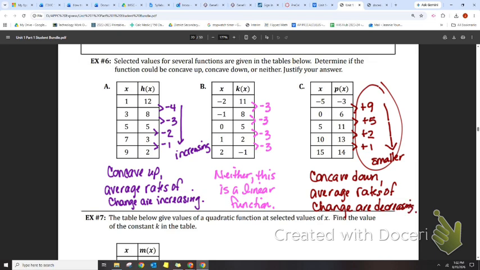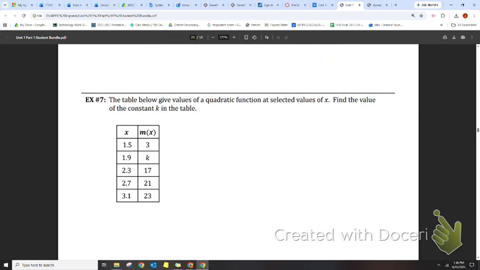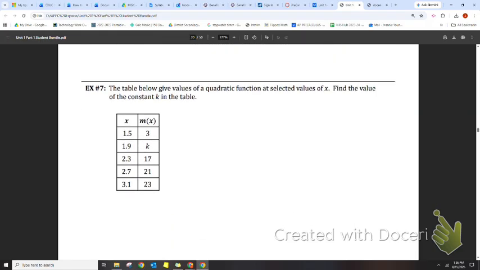All right, example 7. Example 7 says the table below gives values of a quadratic function and selected values of x. Find the value of the constant k in the table. All right, so it told us that this is a quadratic function, which means our second differences are going to be equal. So let's go through and see what we can find.